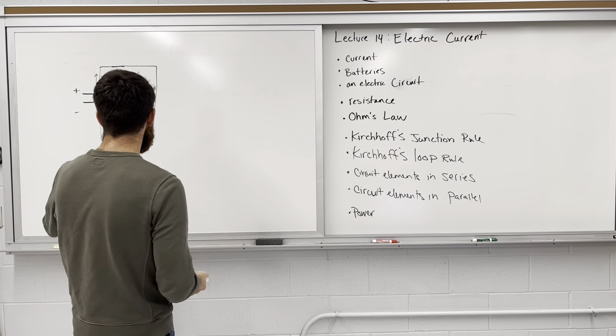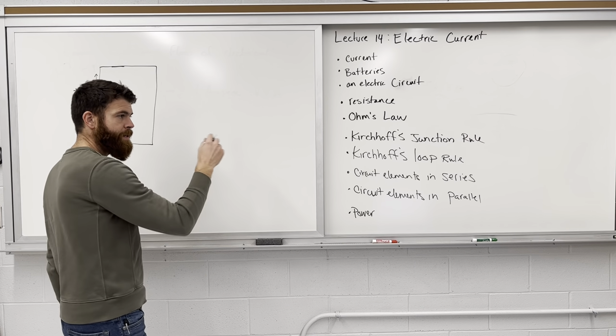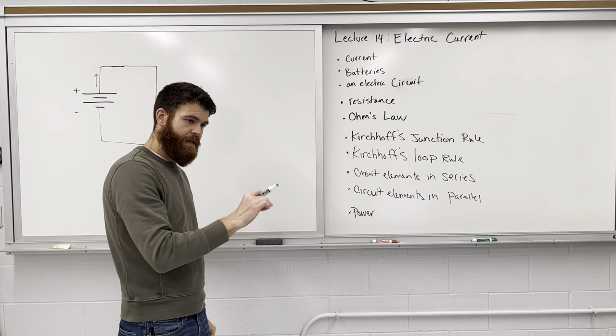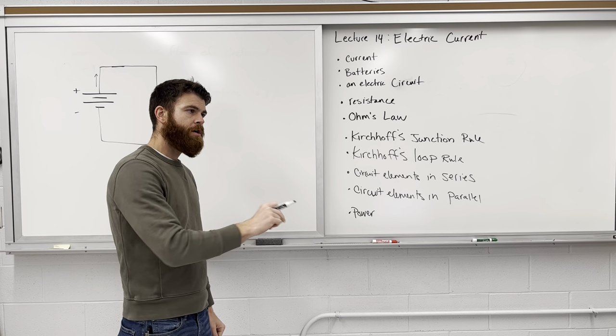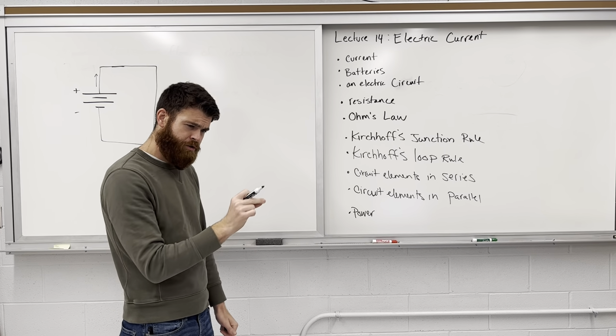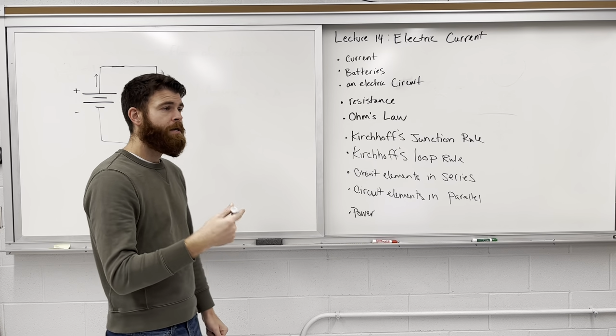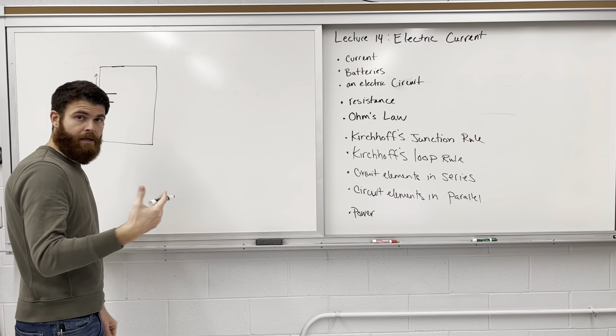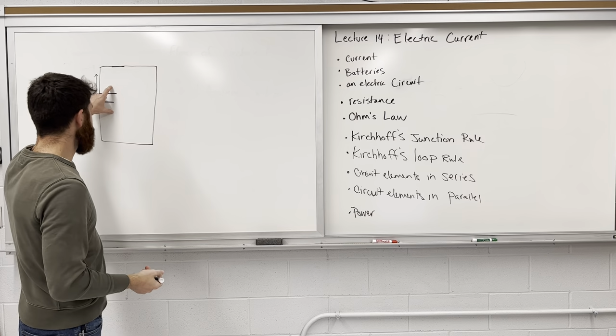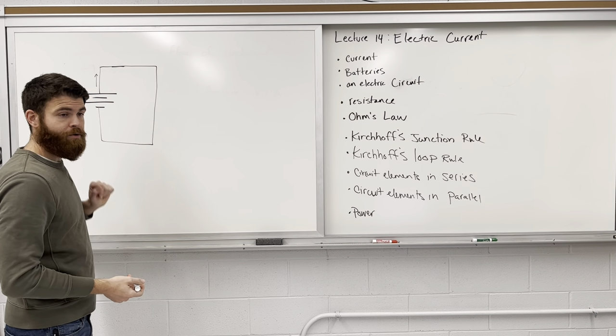It's not like the current varies with speed throughout different stages of the battery life. The current is constant, and then it just drops off right before the battery dies. And then the current will no longer exist once there's no more potential in the battery.